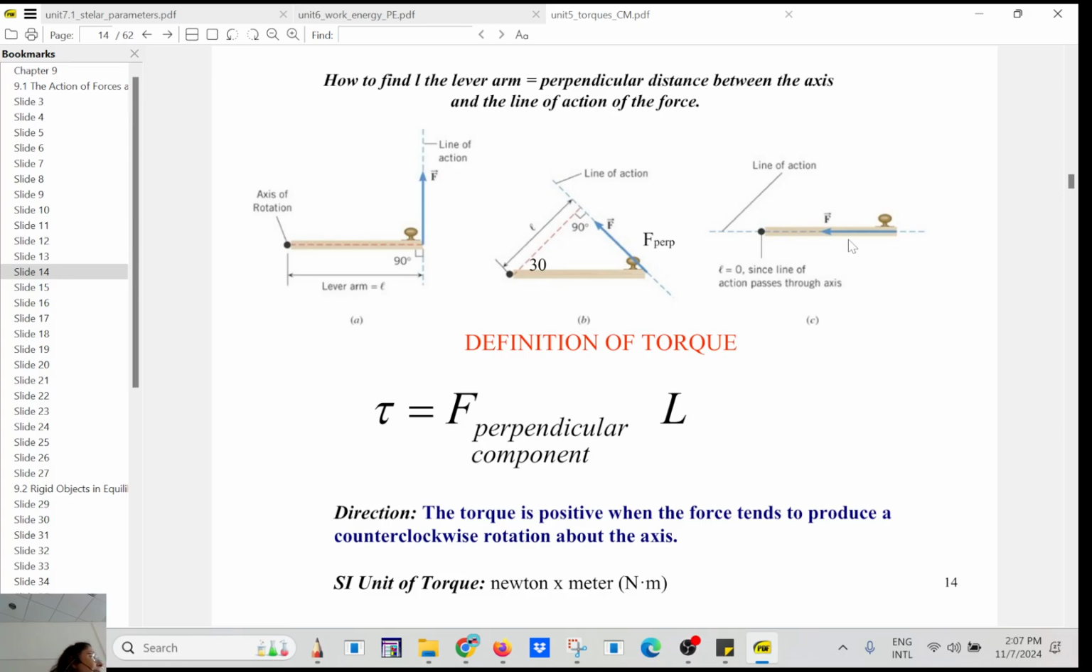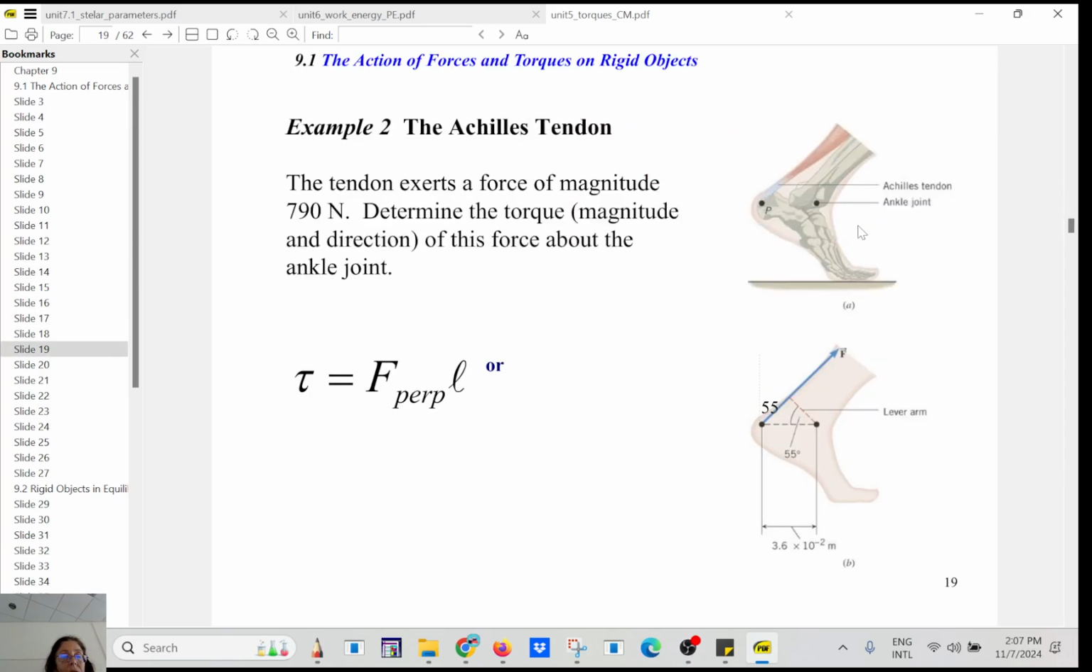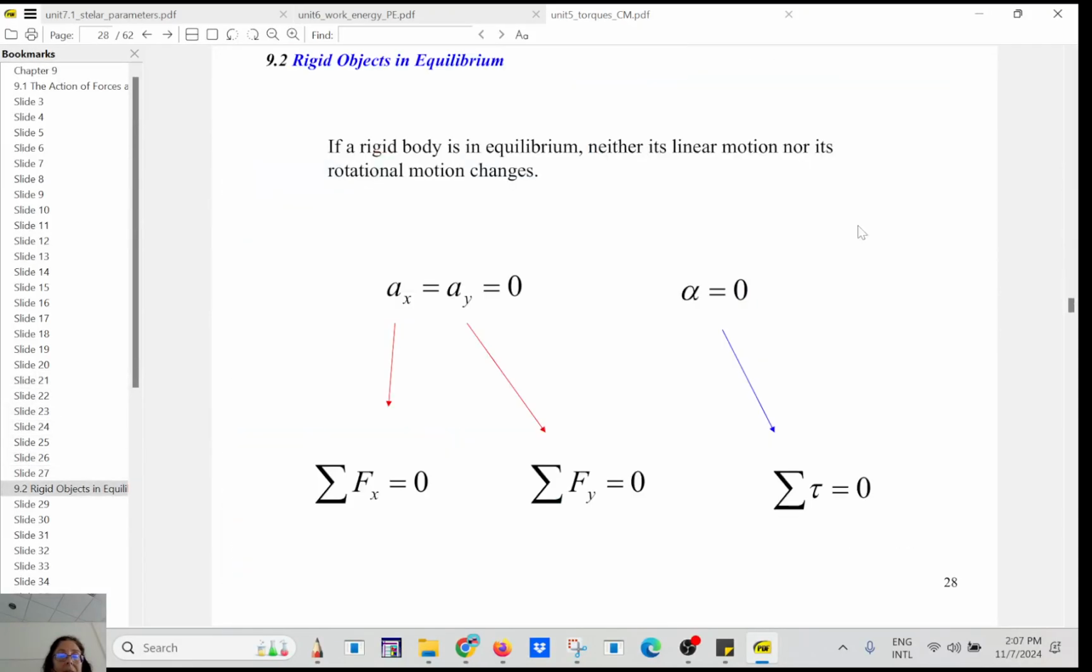Sorry. Okay. So, for example, in that case, the torque produced will be equal to 0. Okay? And now we go to an equation about that.